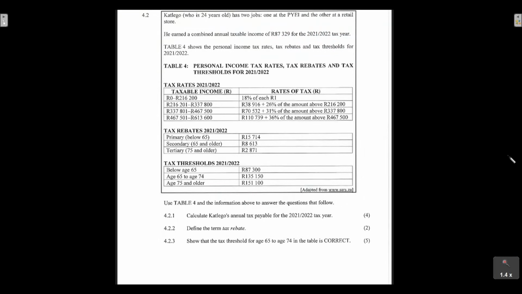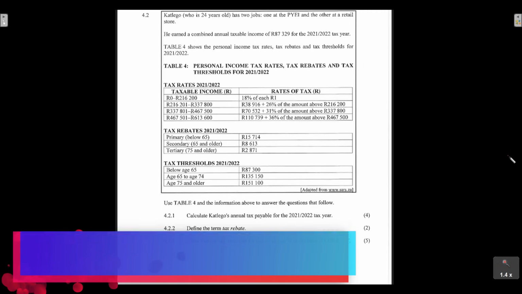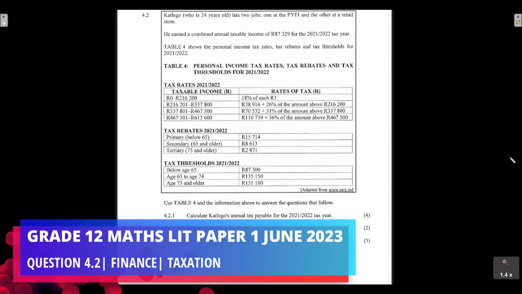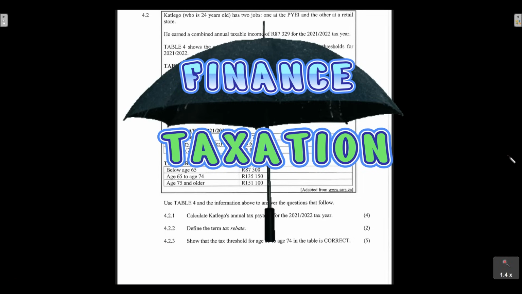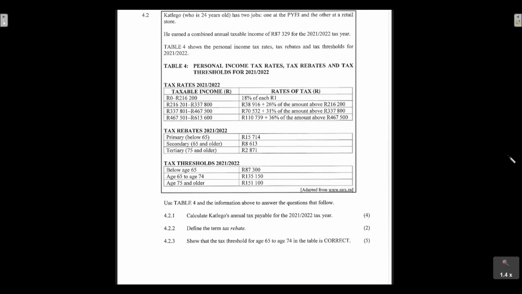So on today's video tutorial, we are going to be tackling question 4.2 from the grade 12 mathematical literacy paper 1 that was written in June 2023. Question 4.2 falls under the umbrella of finance, in particular taxation. On this video tutorial, we're going to be talking about tax rebates, tax thresholds, and how the annual tax payable is calculated.